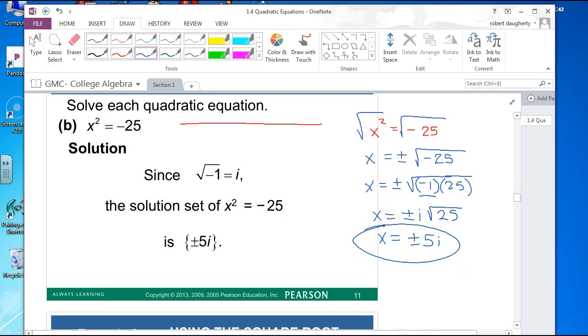So the only difference here is you were taking the square root of a negative number, which is going to give you a complex number. Remembering square root of negative 1 is always i.